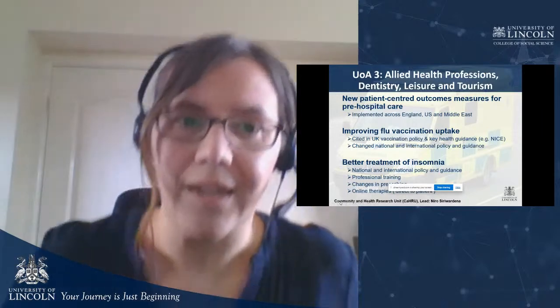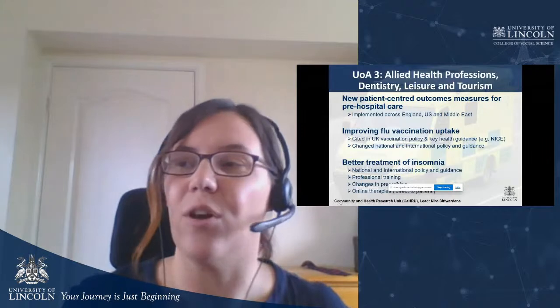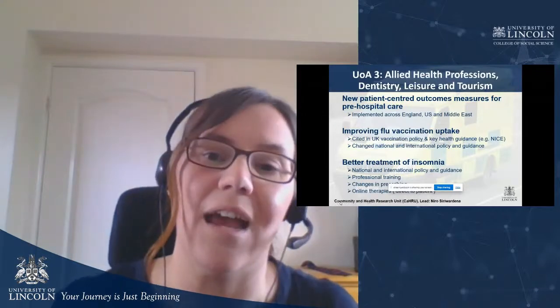Under Unit of Assessment 3, which is kind of allied health, we had 3 cases which looked at care for people within either public health or within the ambulance care pathway, and work within CARU led to new patient-centered outcome measures for pre-hospital care. So ambulances used to be measured on just response times and things like that, and this body of work has broken down that set of performance objectives and said: what matters to patients, how can we improve the markers, and how can we inject these into how things work.